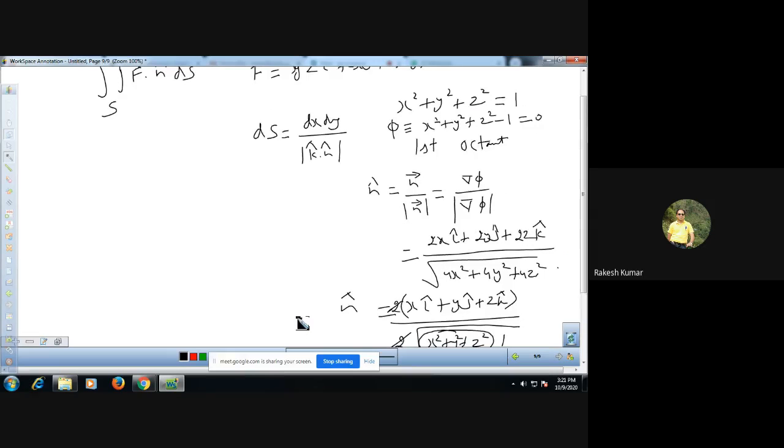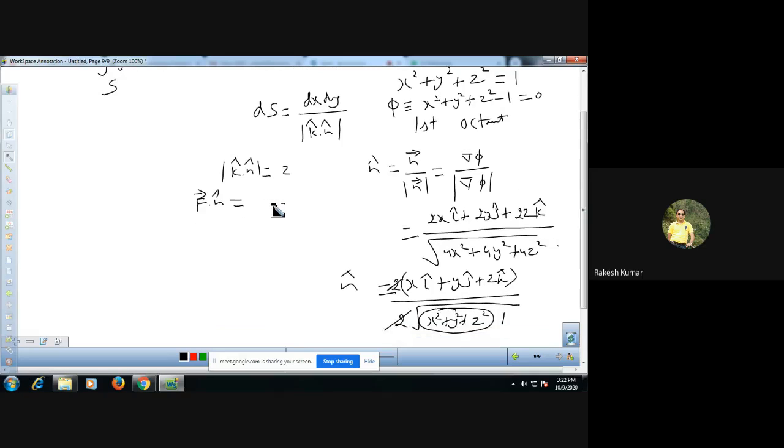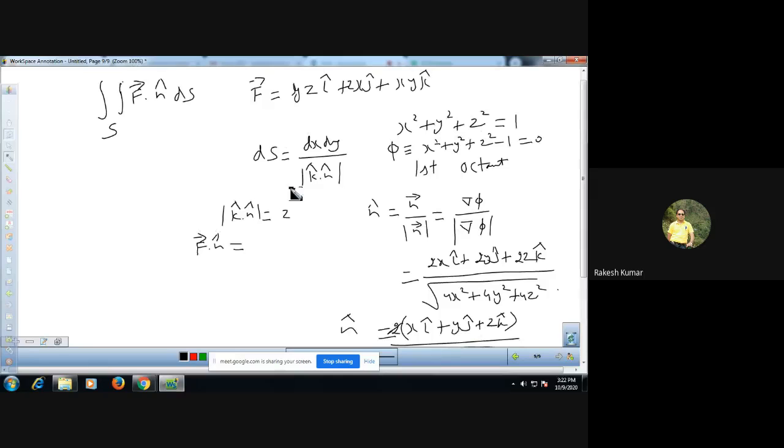Now we can find k cap dot n cap. K cap dot n cap will be z. You can check. And f dot n cap should be equal to, what is n cap? n cap is xi plus yj plus zk. So that will be yz i plus zx j plus xy k dot product xi plus yj plus zk. You can evaluate the dot product and it comes out to be 3xyz.